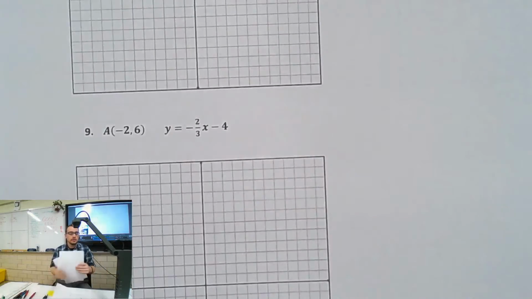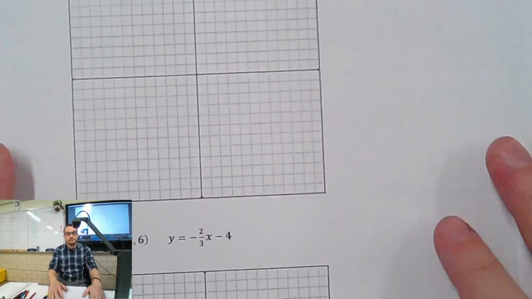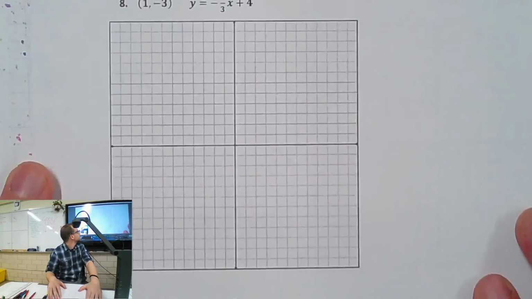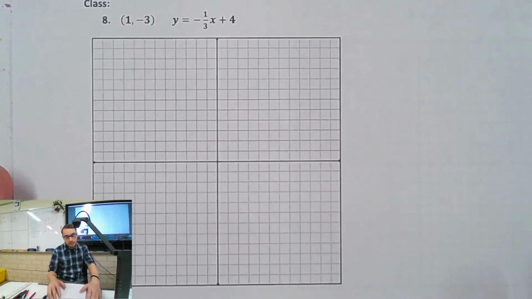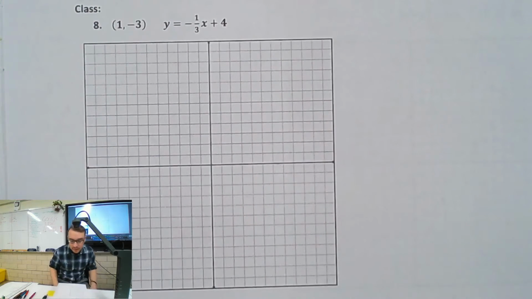Number 10. Who's up? 8. Oh, you should do number 10. No, we can't do number 10. Too much. You're like, I'd rather not. Is this just what we just did again? Same thing, numbers?